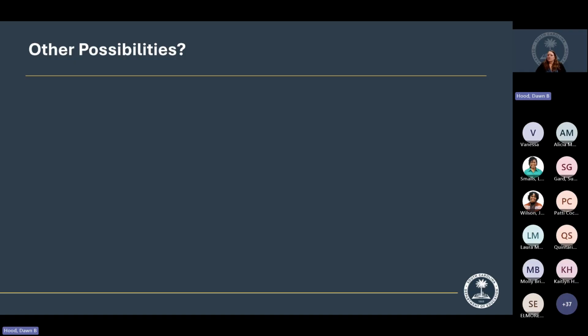All right. Other possibilities. What else can we use to teach integer operations? We're going to do multiplication and division. I think I skipped the slide, but we'll do those in just a sec. But what other manipulatives could you use to teach adding and subtracting?